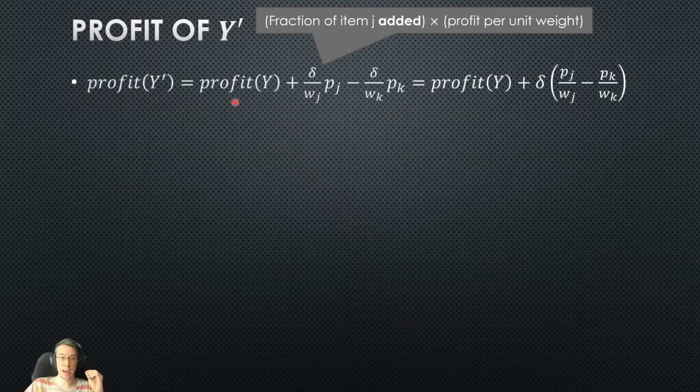So the profit of y prime is going to be equal to the profit of y, plus the change that we made. So what's the change to our profit by removing some weight delta of item k and adding some weight delta of item j? Well, here's the fraction of item k that we remove, delta over w_k, times the profit for the whole item k, and the fraction of item j we added times the profit for that whole item. And we can factor the delta out in front of this to get delta times this expression.